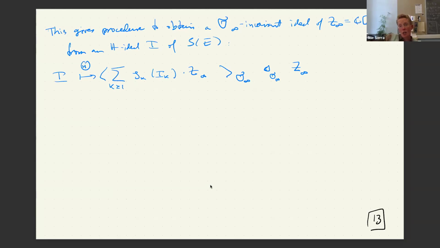And we can get such an S infinity invariant ideal from our H ideal I in the following way. This is a procedure which I'm going to call capital Theta. So I take my I, look at the graded pieces of I. For each I_k, I map it by zeta k into Z_k, polynomials in k variables. I then look at the ideal of Z infinity generated by those invariant polynomials. Then I close it up under the action of the infinite symmetric group. So now what I'm going to have is an ideal of Z infinity that is invariant under the action of the infinite symmetric group.